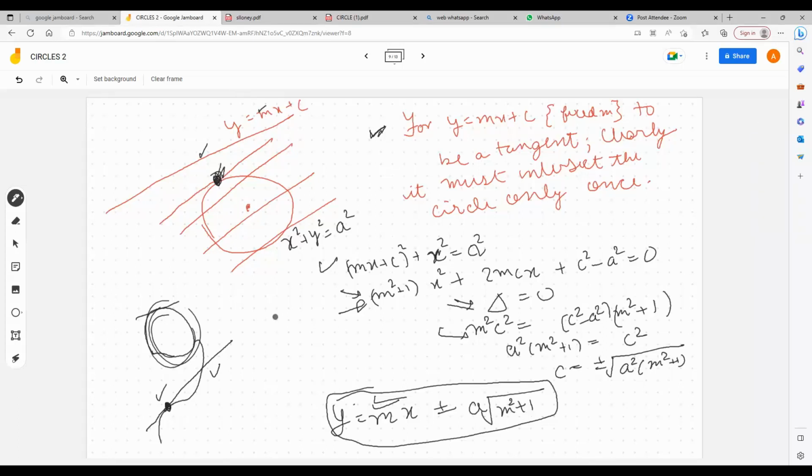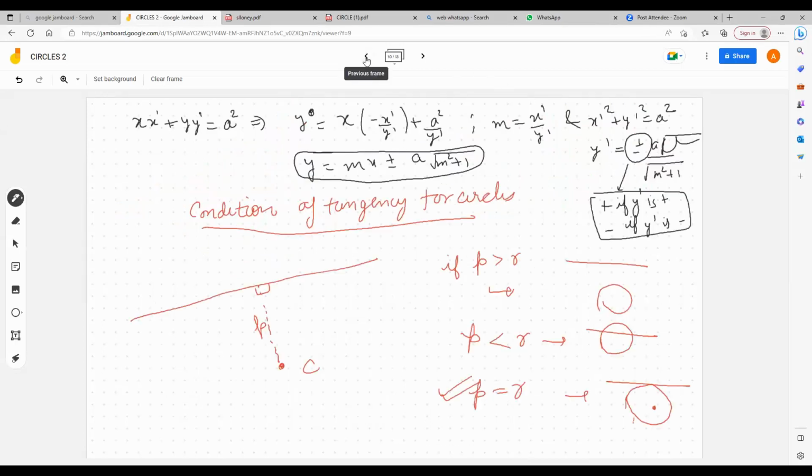So if we are given a circle, and we know the equation of the circle, and we are asked to draw a tangent whose slope is 1, then what will it be? Let us say that the equation of the circle is x square plus y square equals 4. Then it will be under root 1 plus 1. These two lines will be the only tangents with the slope m equals 1 for this circle.